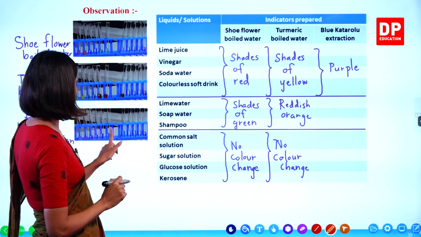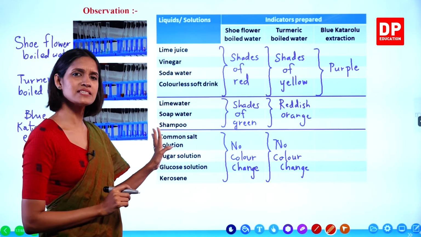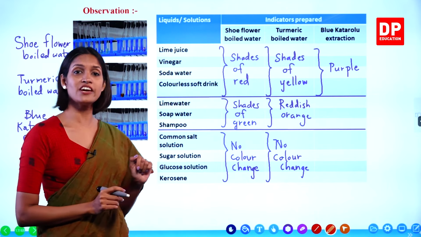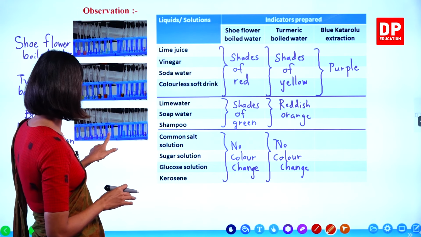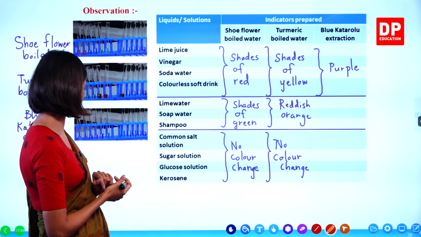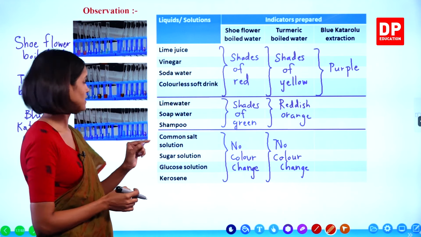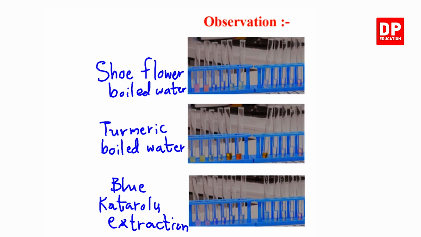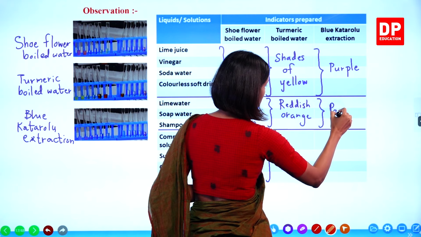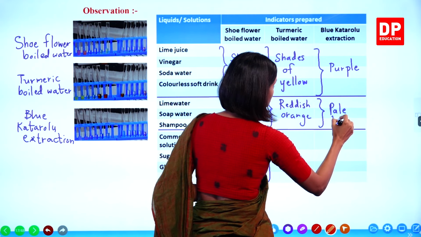Okay. What about the bases? With bases, this blue Cartarolo solution gave pale blue color, right? Here the first two test tubes, you can't see it very clearly because it was really pale. But if you observe carefully the third test tube, it's very clear. Okay. So we will write pale blue. Pale blue color.